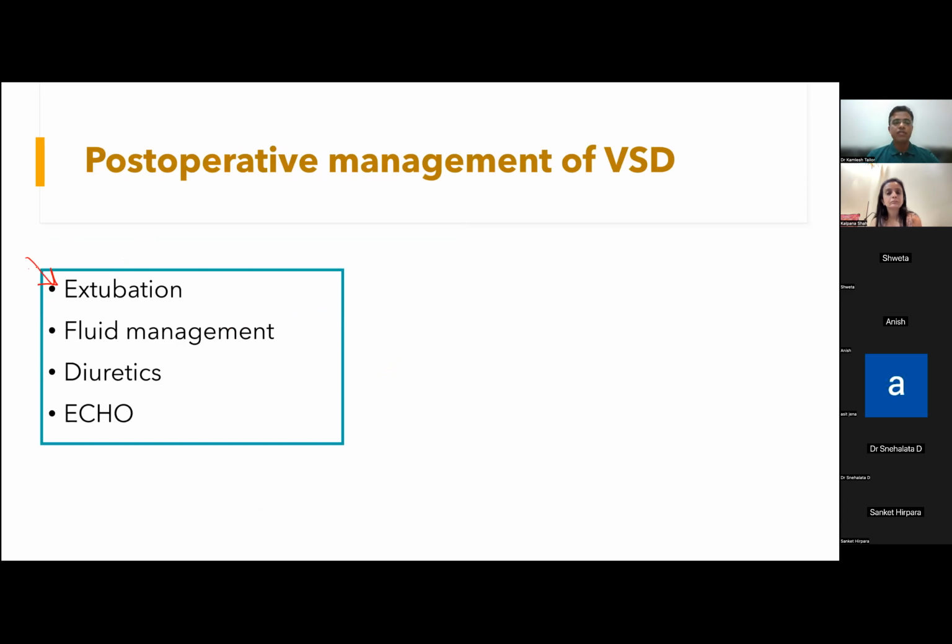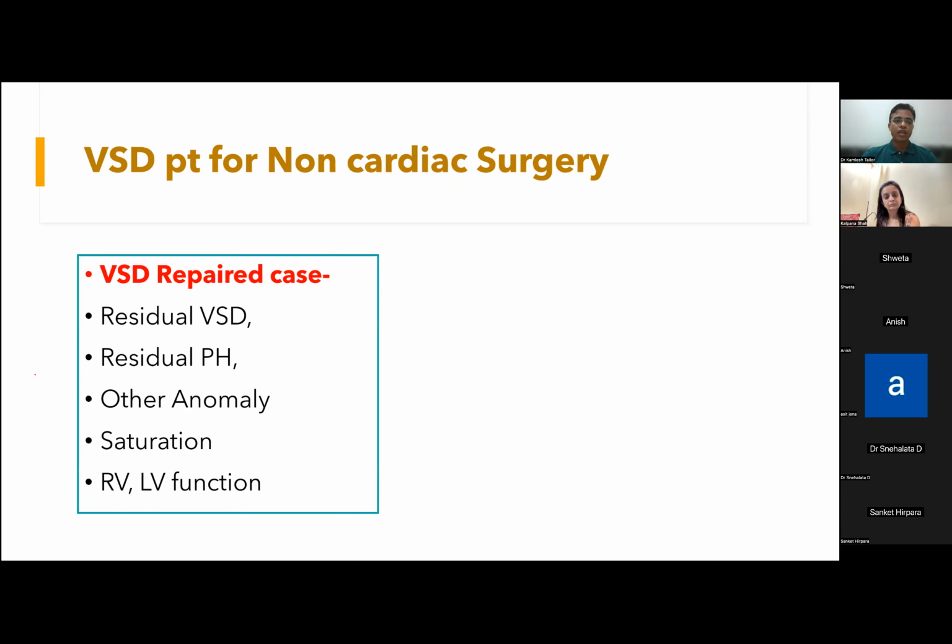Early extubation: we follow on-table extubation in the bigger kids, but in ICU, extubation at 4 to 6 hours is safe. Fluid management post-operatively, one has to be very judicious about giving extra volume, because they already have congested lungs. So if needed, diuretics can be started, and I already mentioned echocardiography.